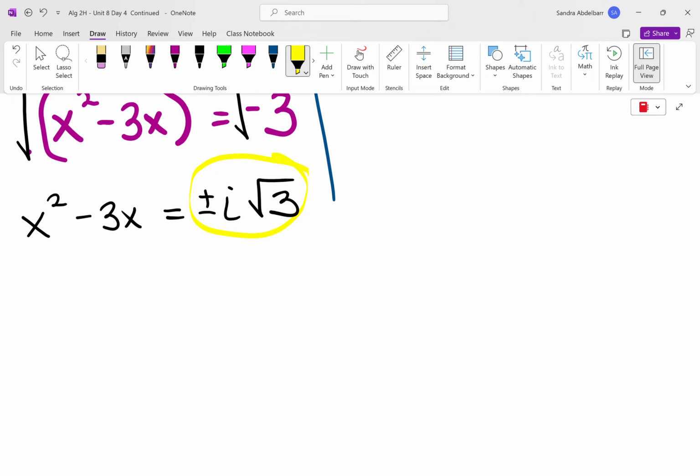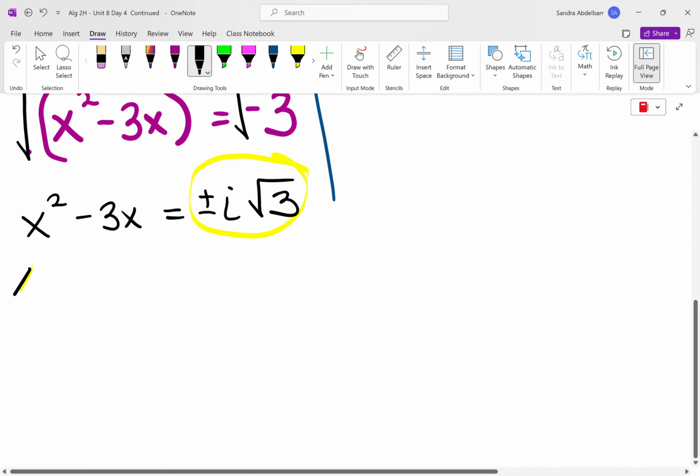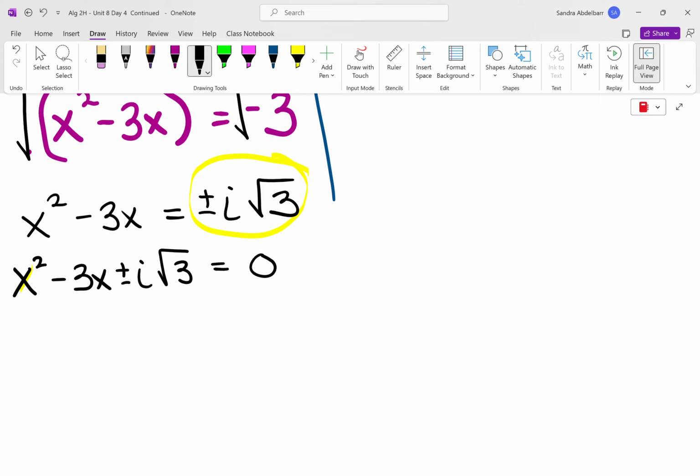Now, I can move it over into two different equations. I can say x squared minus 3x plus i root 3, and then I could do another one where it's x squared minus 3x minus i root 3. Or I can make my life a lot easier, and look what I'm going to do. I'm going to write it as x squared minus 3x plus or minus i root 3 equals 0. I am not going to be able to factor this.